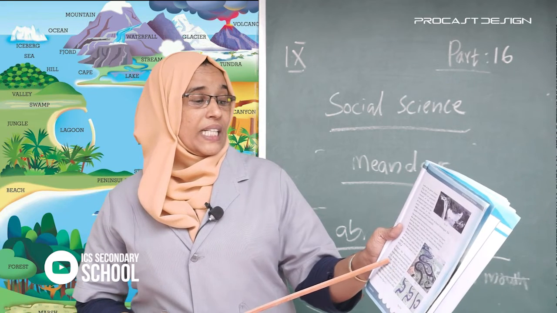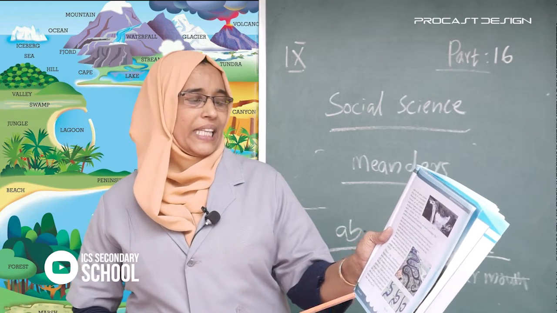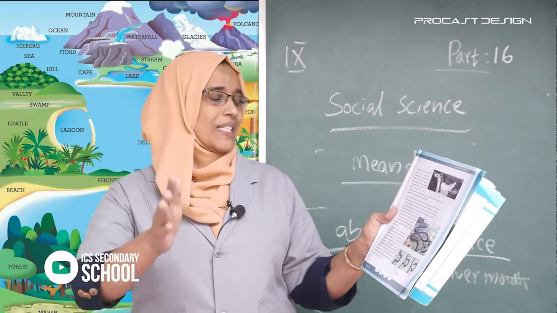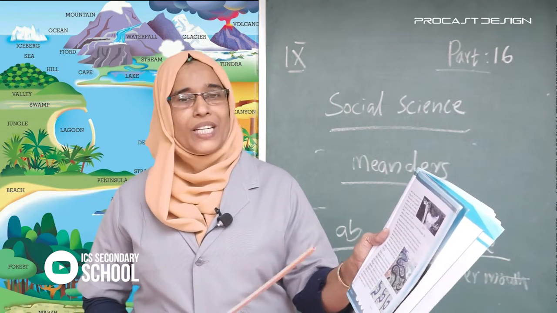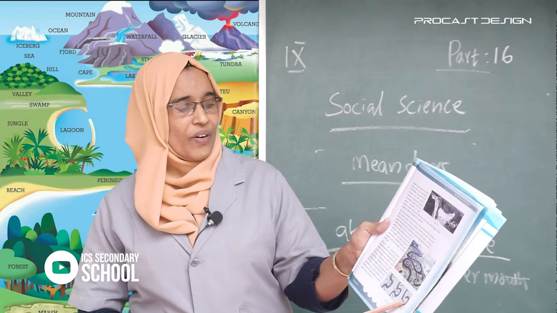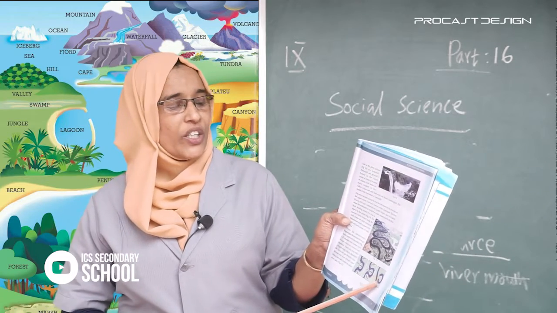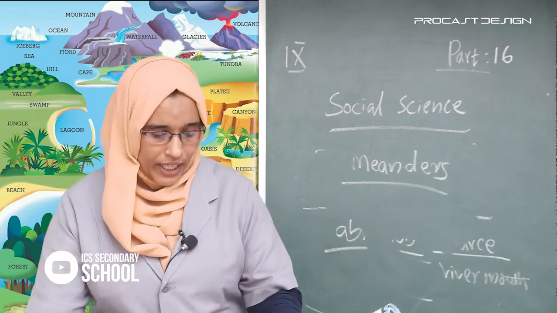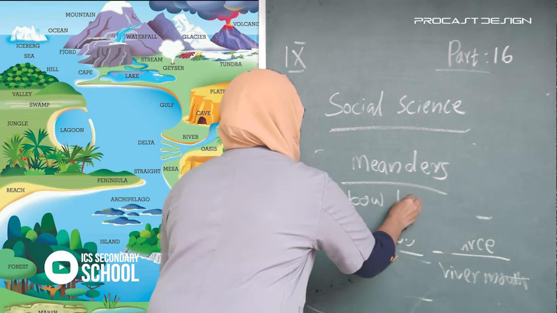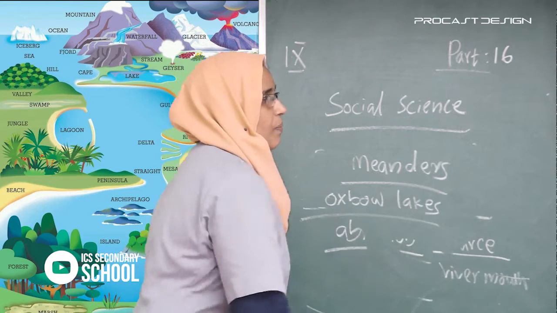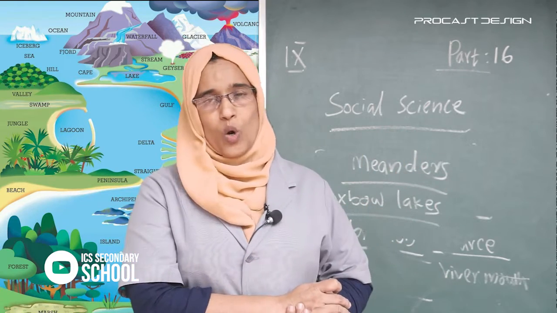Meanders may further curve through the continuous erosion and deposition. Finally, the river takes a straight course, and the deposition curve may get detached from the main river and form isolated water bodies. Such water bodies are called oxbow lakes. Oxbow lakes and meanders are seen in the middle part of the river course.